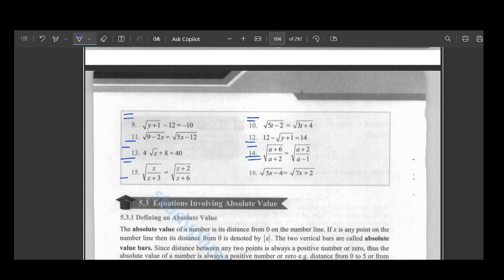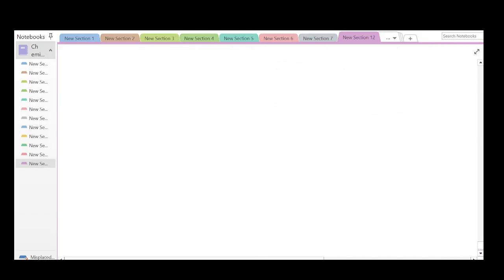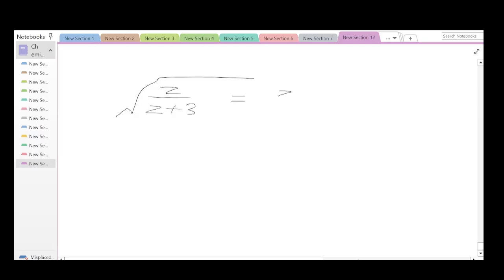Now let's move on to question number 15. We have the radical of z over z plus 3, and that is equal to the radical of z plus 2 over z plus 6. So how can we solve this expression? Let's write it here. We have the radical of z over z plus 3, and that is equal to the radical of z plus 2 over z plus 6.